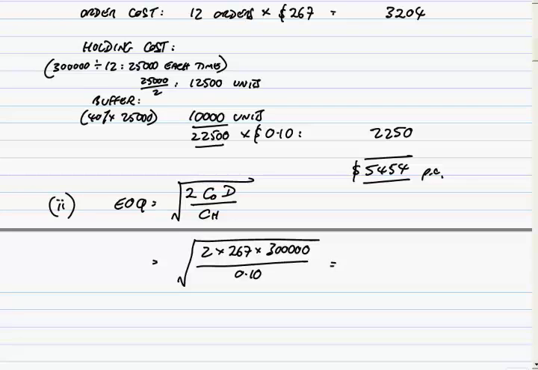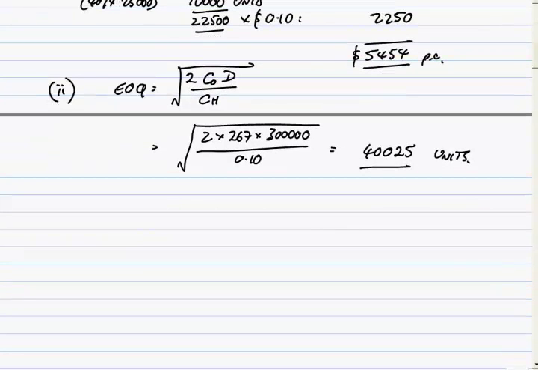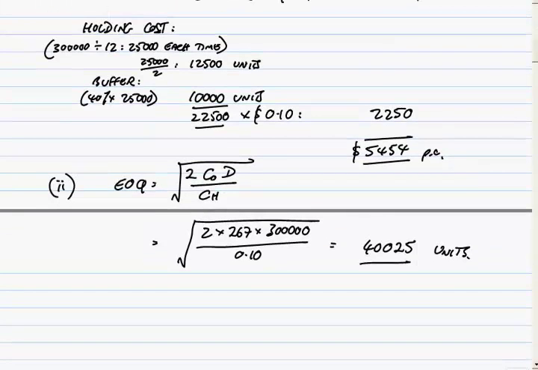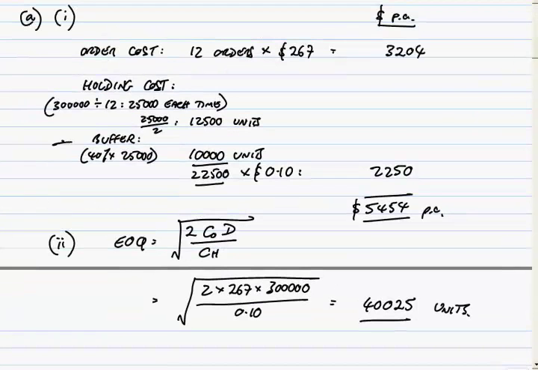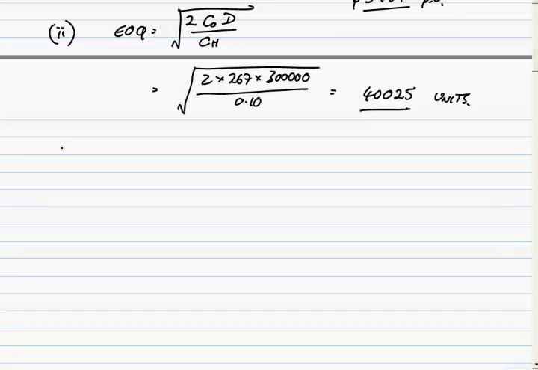Which gives an economic order quantity of, I get, 40,025 each time. Now in the formula itself, buffer inventory is irrelevant because the buffer, we're going to keep that extra inventory throughout the year whatever happens, so that cost would stay the same. The only thing that will affect the other costs, or all the costs, is the size of the order.